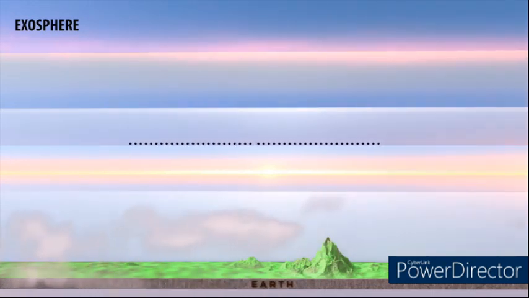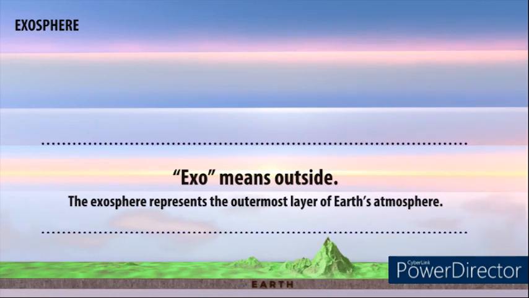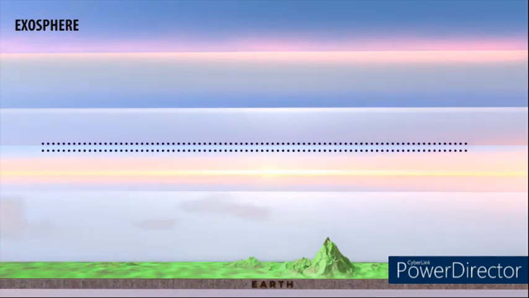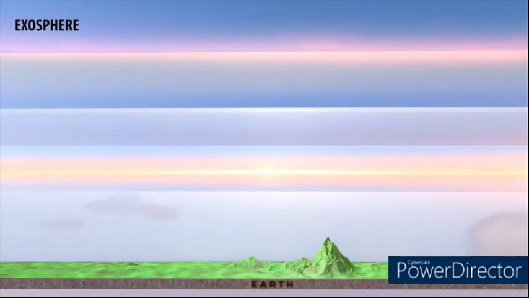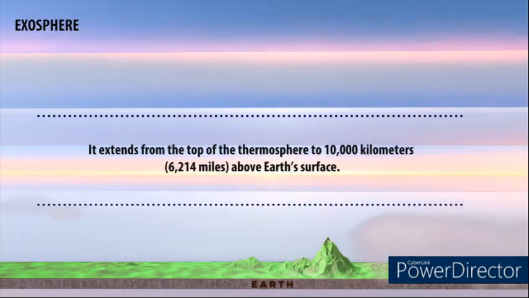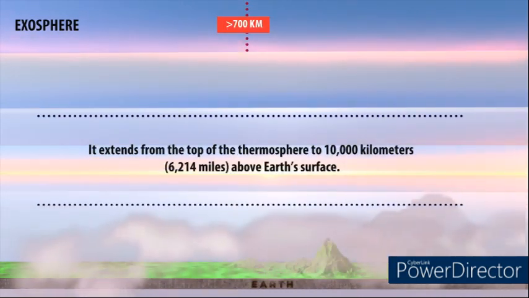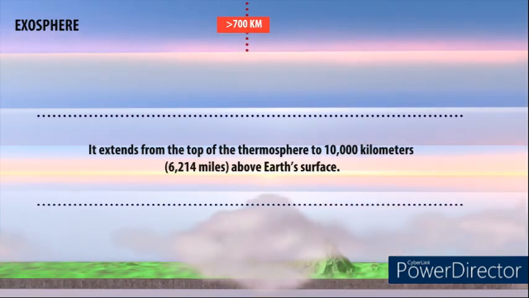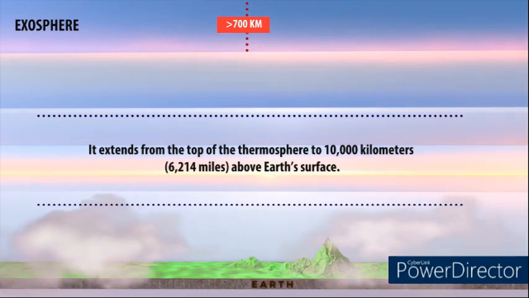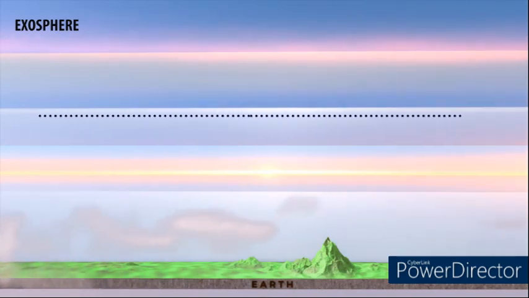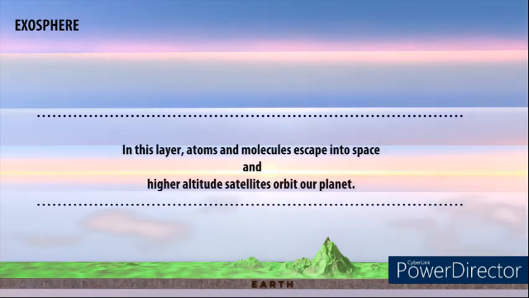Next is the exosphere. Exo means outside. The exosphere represents the outermost layer of the atmosphere. It extends from the top of the thermosphere to 10,000 kilometers or 6,214 miles above the Earth's surface. In this layer, atoms and molecules escape into space and higher altitude satellites orbit our planet.